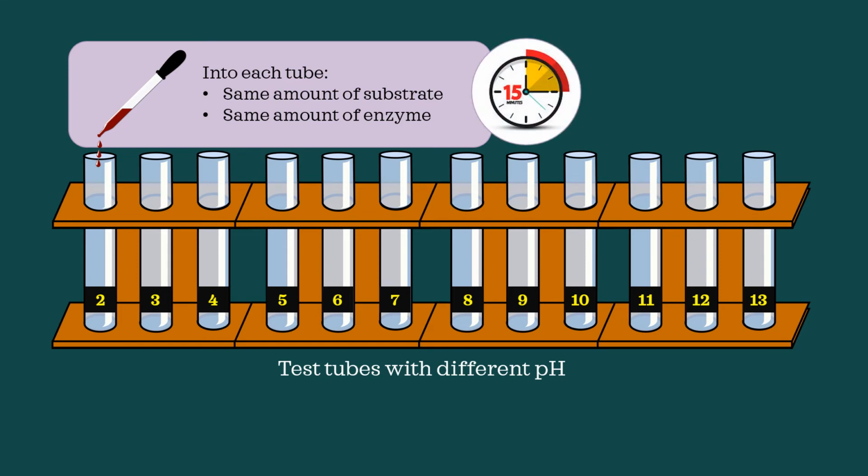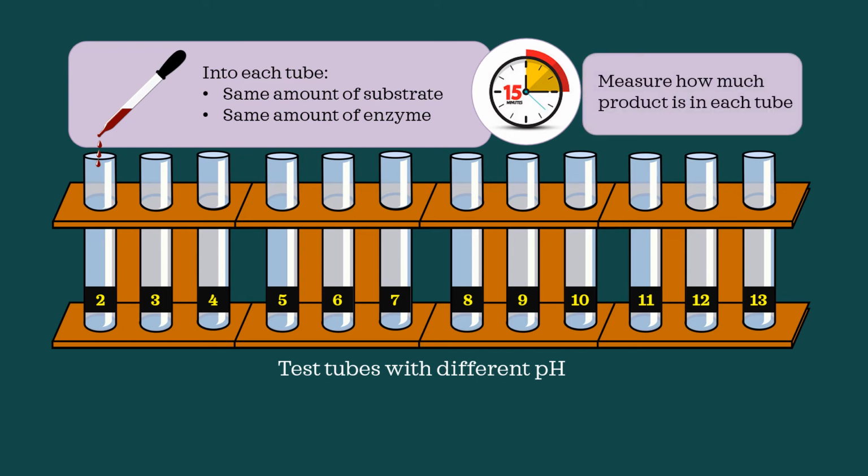Then I'm going to set a timer, we'll say 15 minutes. And at the end of that 15-minute window, I'm going to measure how much product is in each test tube. Now I assume at the beginning there was 0 product, so I'm interested in how much product happened at the end of the experiment.